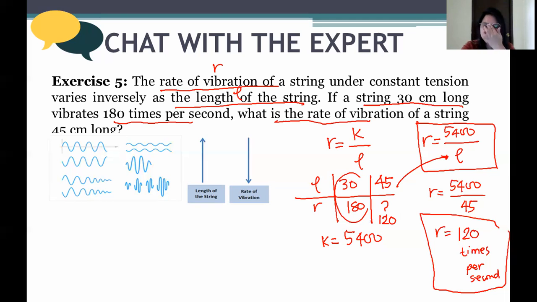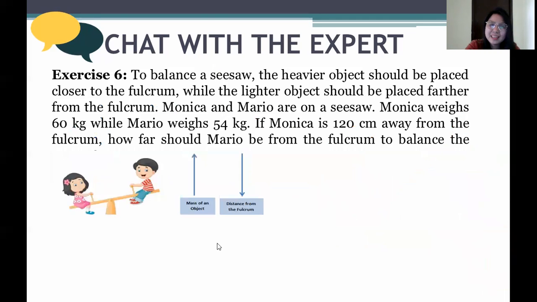Let's go to the last one. Ready? Now, here's the problem. To balance a seesaw, the heavier object should be placed closer to the fulcrum. It says if the mass is going up, you need to go closer to the fulcrum. While the lighter object, so if your mass is just going down, then your distance can be farther from the fulcrum.